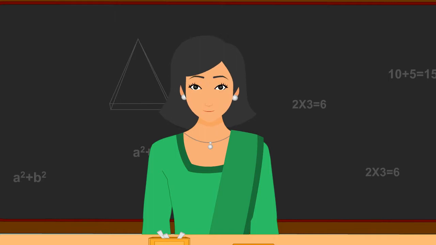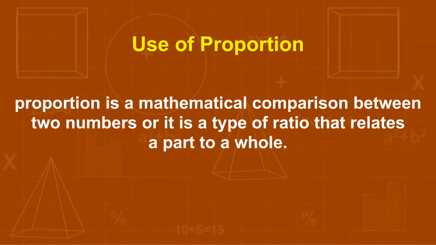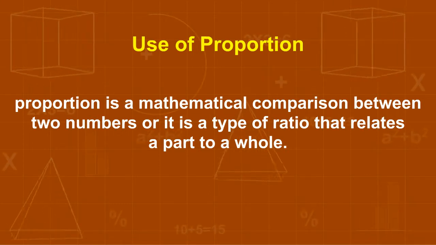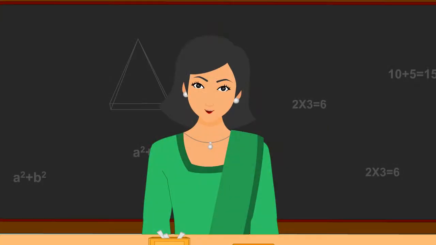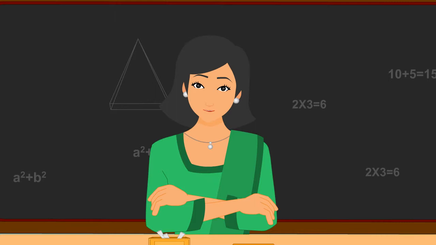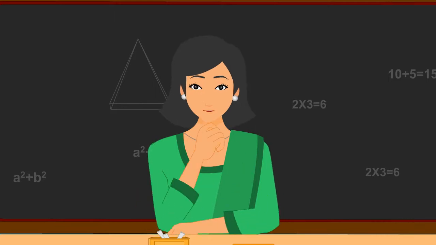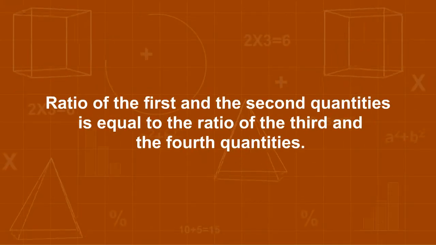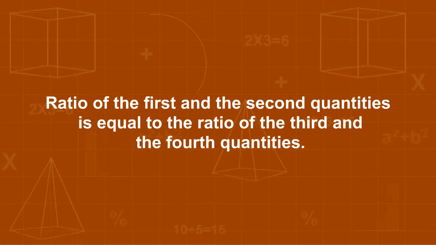In previous classes, we have learnt about proportion. We know that proportion is a mathematical comparison between two numbers, or it is a type of ratio that relates a part to a whole. It is used to compare two ratios or make equivalent fractions. Four quantities are said to be in proportion if the ratio of the first and the second quantities is equal to the ratio of the third and the fourth quantities.